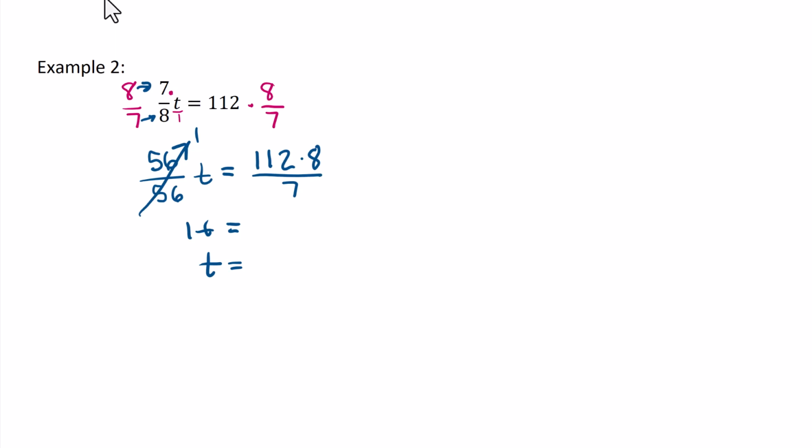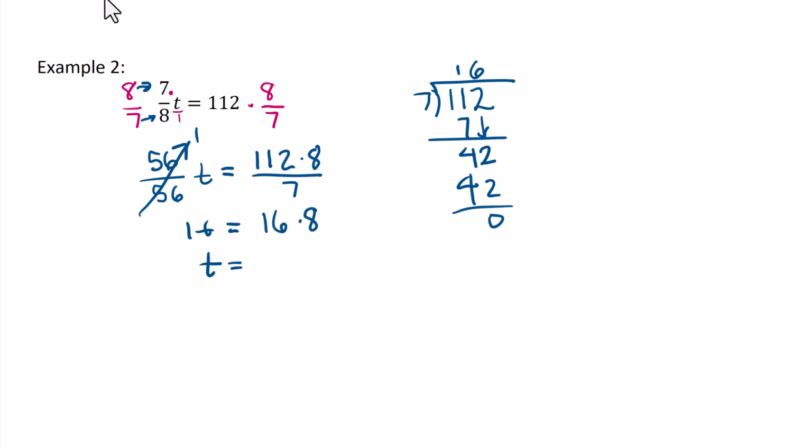If we take 112 and divide by 7, 7 goes into 11 one time with 4 remainders. Drop the 2 down. 7 goes into 42 6 times with 0 remainders. So we have a 16 times 8, and we divided out the 7.